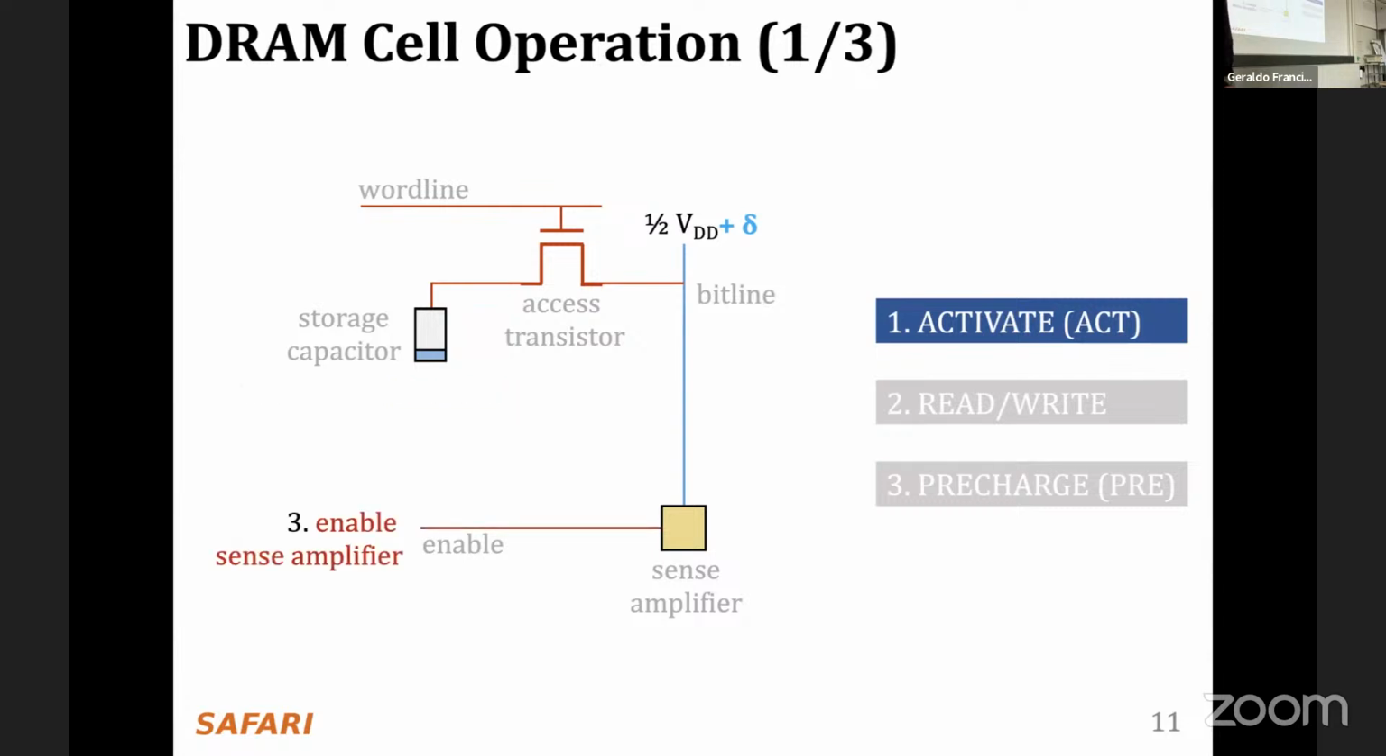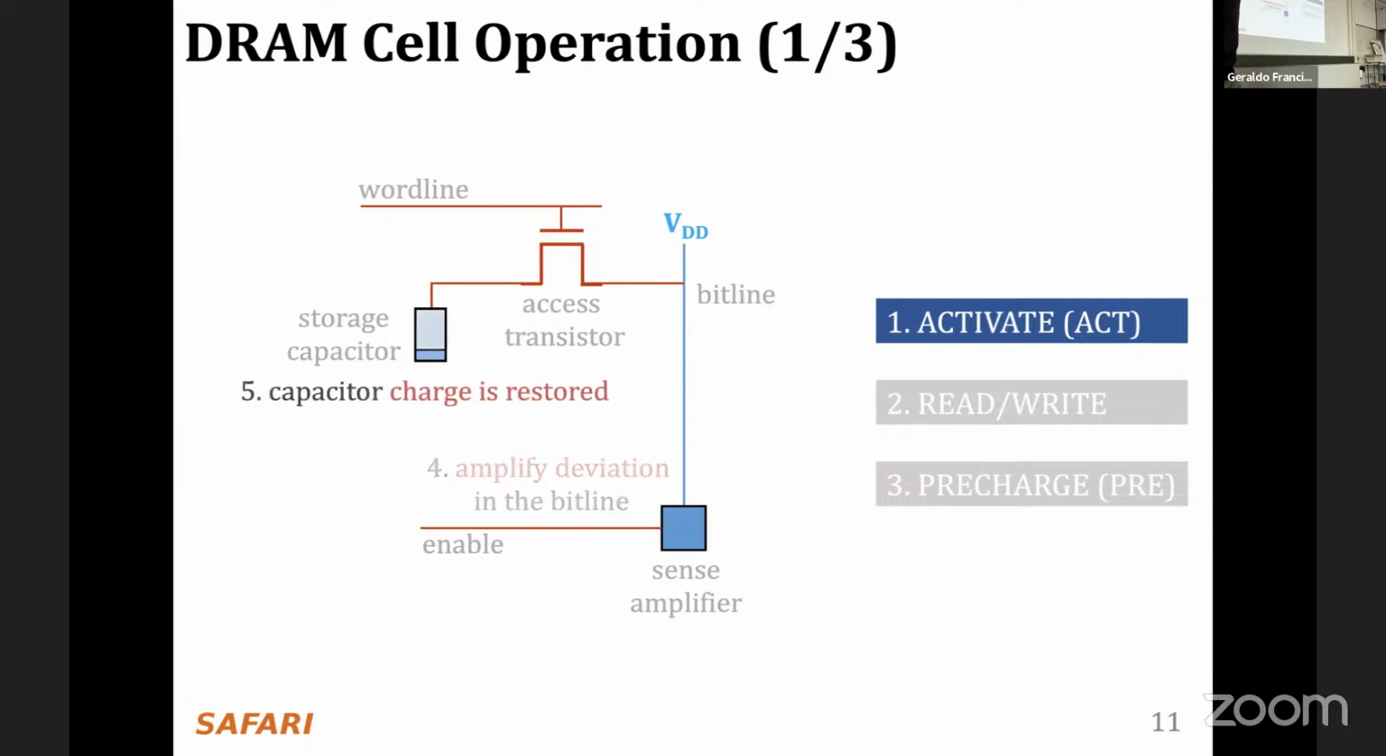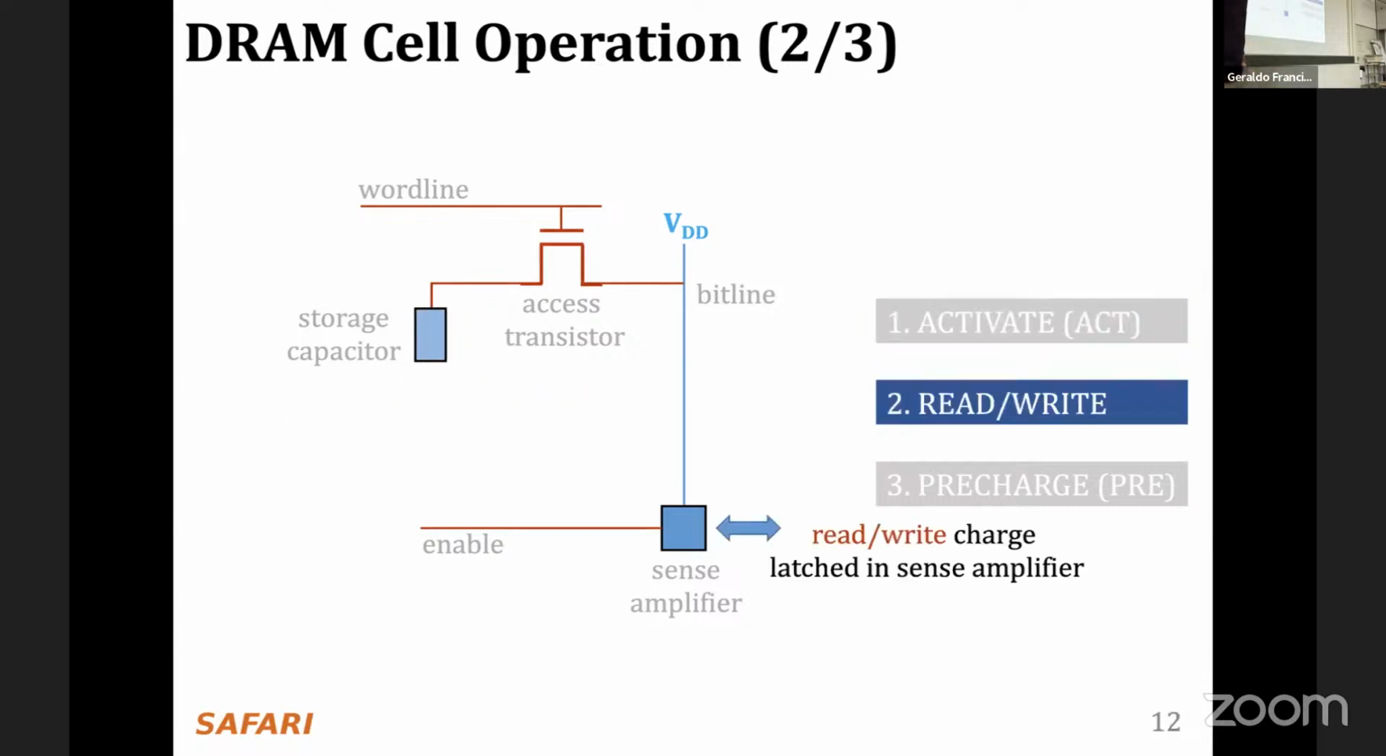The sense amplifier is enabled. It is then going to sense this perturbation voltage level and amplify it to a CMOS readable value, so either 1, VDD, or 0, ground. And then the data is restored back to the storage capacitor to its full state. After that, the data is latched in the sense amplifier, and the memory controller can send read and write commands to the latched data.